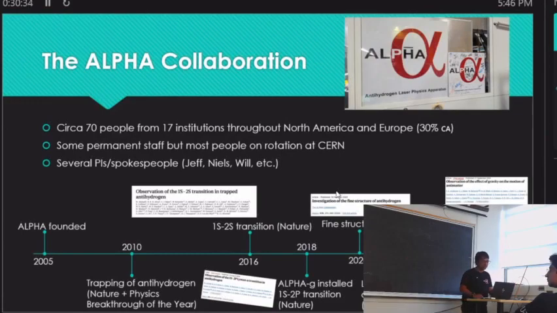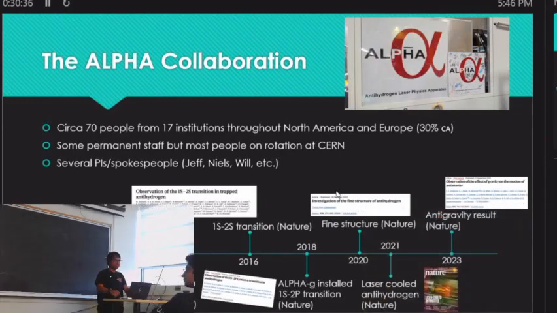Those were all Nature papers. 2021, laser cooling, cover of Nature. Then 2023, the anti-gravity result that I'll show. My point with showing all of this is not to insinuate that this is super cool, or that Nature is the end-all be-all of scientific achievement.